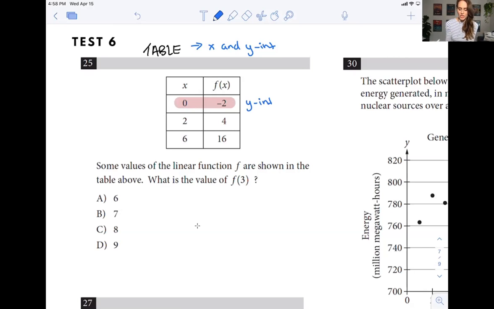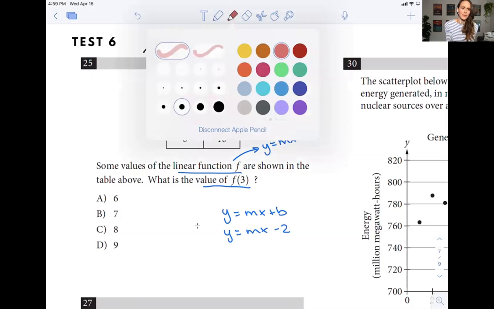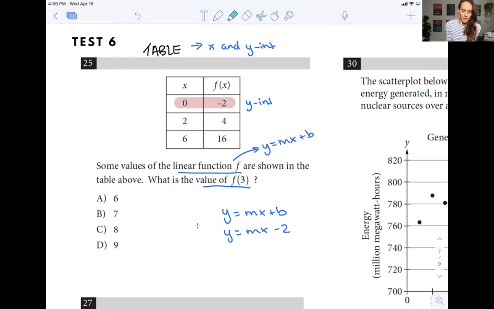For this question, they want to know what is the value of f of 3, and they say it's a linear function f. So linear function f is going to be y equals mx plus b. We already know our b is going to be -2. So I can rewrite that as y equals mx minus 2 for the b. And I can plug in another part of that table to solve for m. Let's say we are plugging in 2 and 4. I could say that 4 equals m times 2 minus 2. So 6 equals 2m. So 3 equals m.